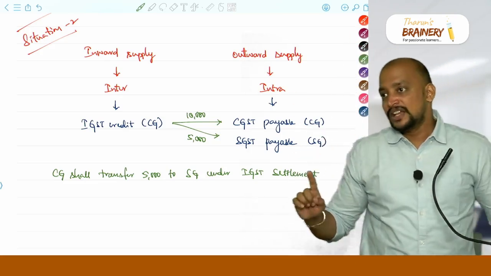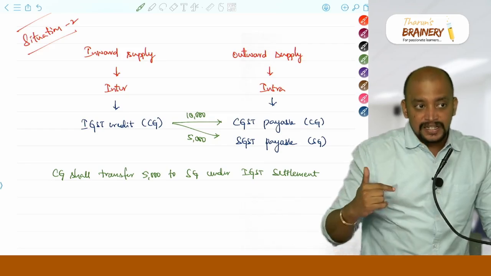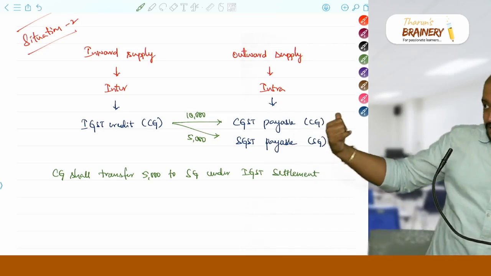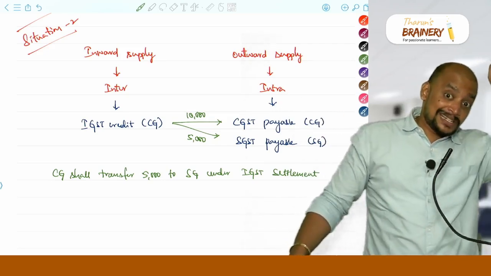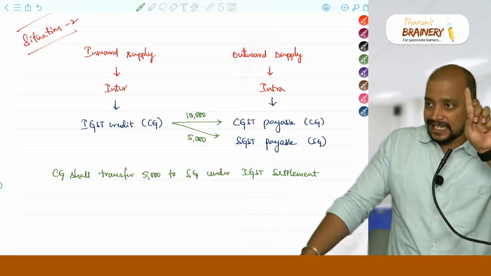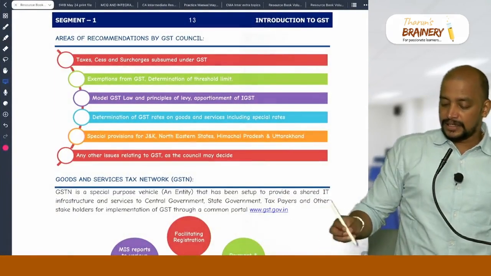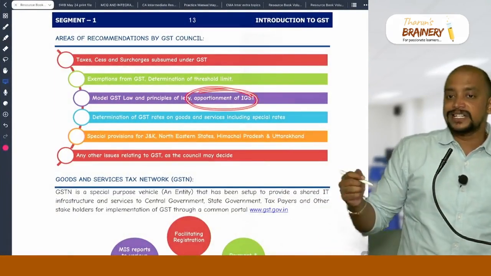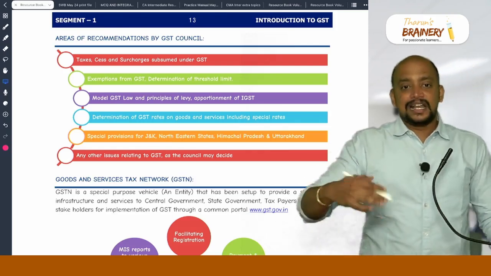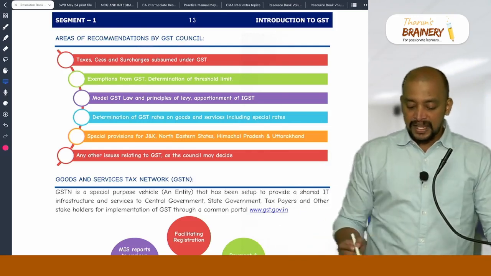Got the clarity? So IGST settlement will happen mainly with respect to which type of transactions? B2B. Whereas that 50% sharing will happen in which cases? B2C transactions. Clear? And who is going to do this IGST settlement? Again, apportionment of IGST, all the rules related to that, like how it will be happening, etc. will be decided by GST Council.